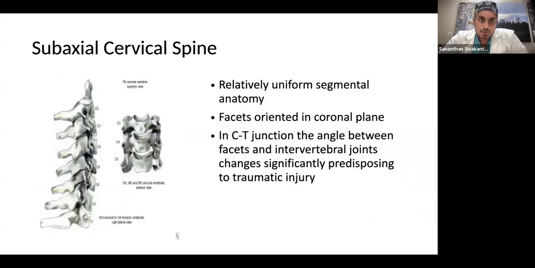In the subaxial cervical spine, there's a relatively uniform segmental anatomy with facets oriented in the coronal plane. At the cervicothoracic junction, the angle between the facets and the joints changes relatively drastically, predisposing to traumatic injury. And this is a concept that will come up later on the road when we look at the thoracolumbar junction. Anywhere where you have a change in the angle between the facets and the joints induces more stress and predisposes to traumatic injury.